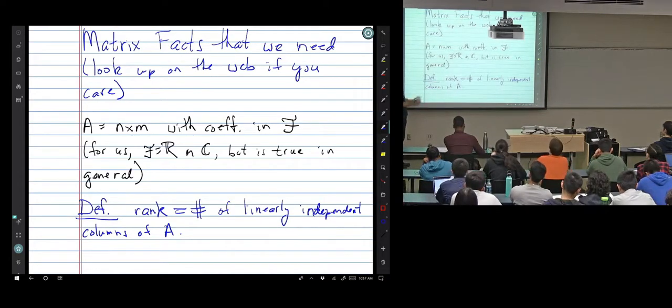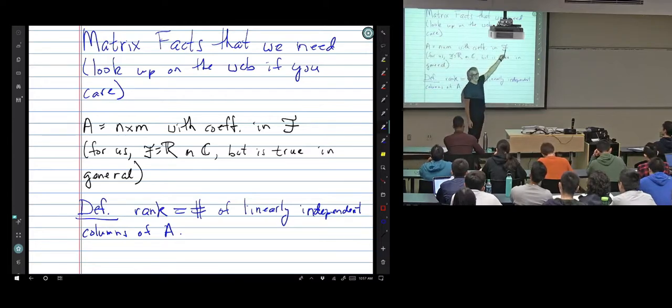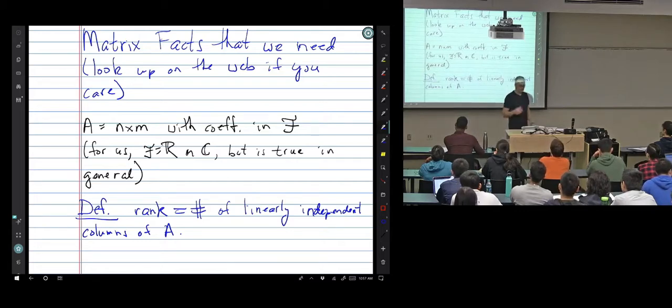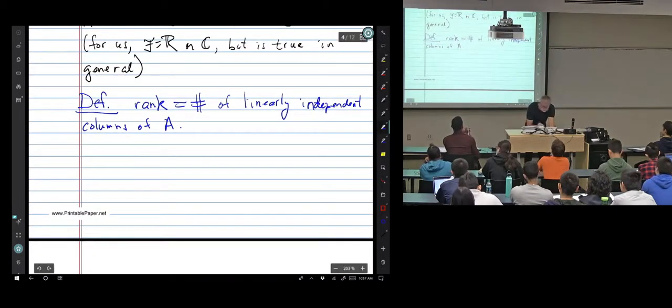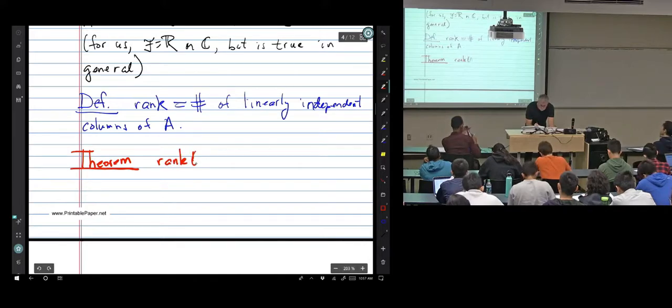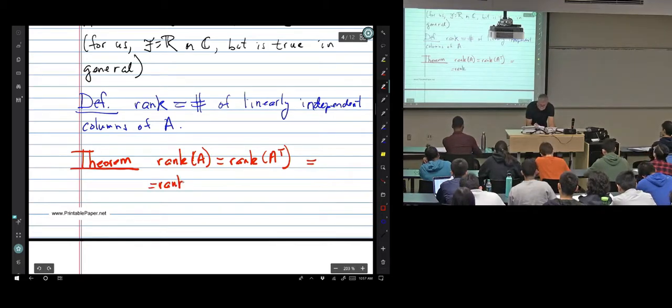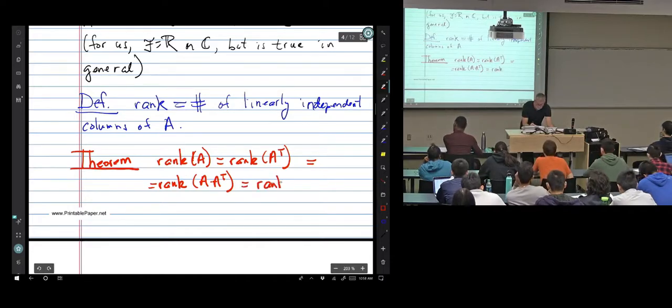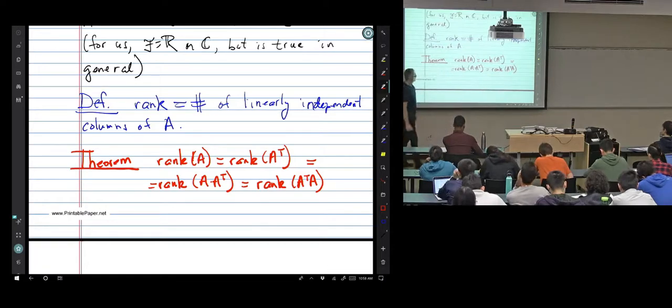When you're checking linear independence, what field do you use? Well, whatever the coefficients are in. Use that field. If they're meromorphic functions, use the field of meromorphic functions, whatever that is. We don't care in this course. So here's the theorem. The rank of A equals the rank of its transpose, equals the rank of A times A transpose, equals the rank of A transpose times A. Whew. That's amazing. So if you care, look it up.